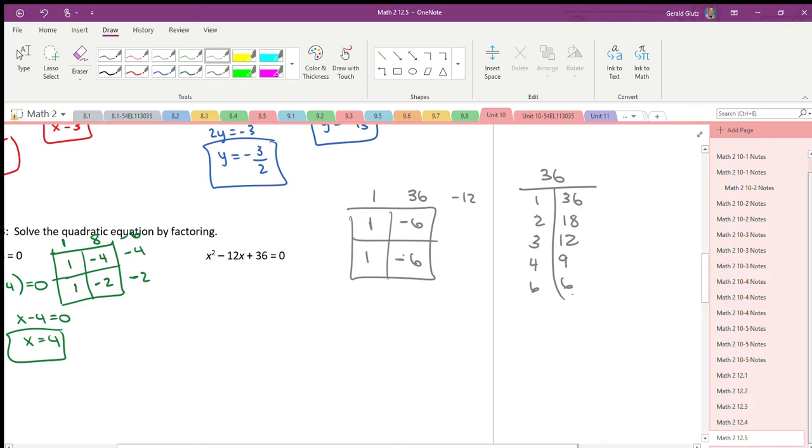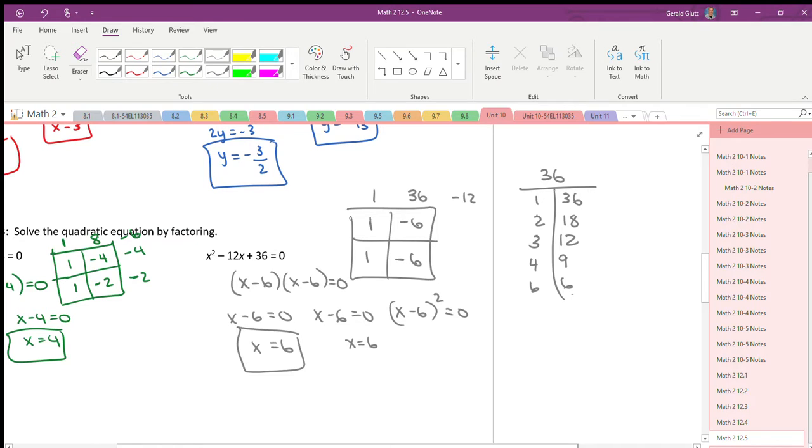So I have 1 times x minus 6. So x minus 6, x minus 6 equals 0. So x minus 6, and by the way, another way to write that is x minus 6 squared equals 0. So I want x minus 6 to be 0 and then x minus 6 to be 0. But we're going to get the same thing, so x equals 6, x equals 6. So this time I only have one answer. X equals 6. Because this is saying the same thing, so I don't write it twice.